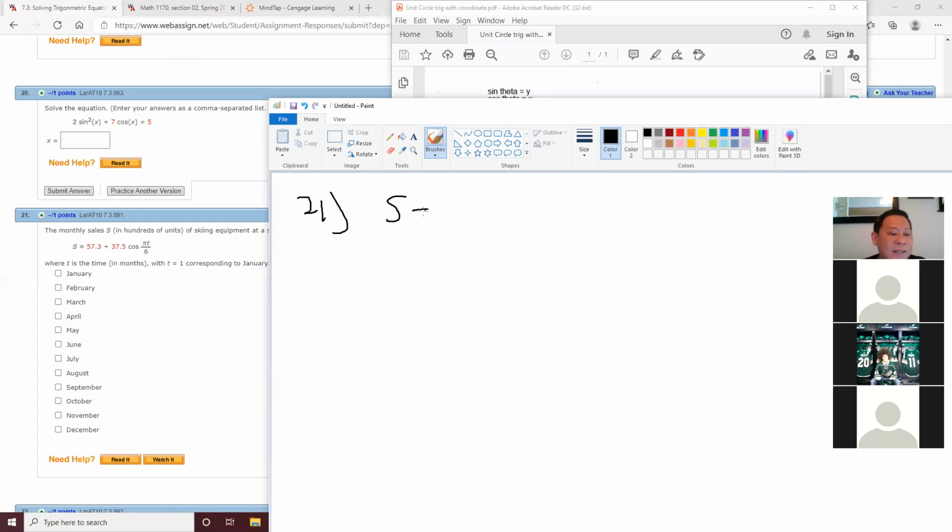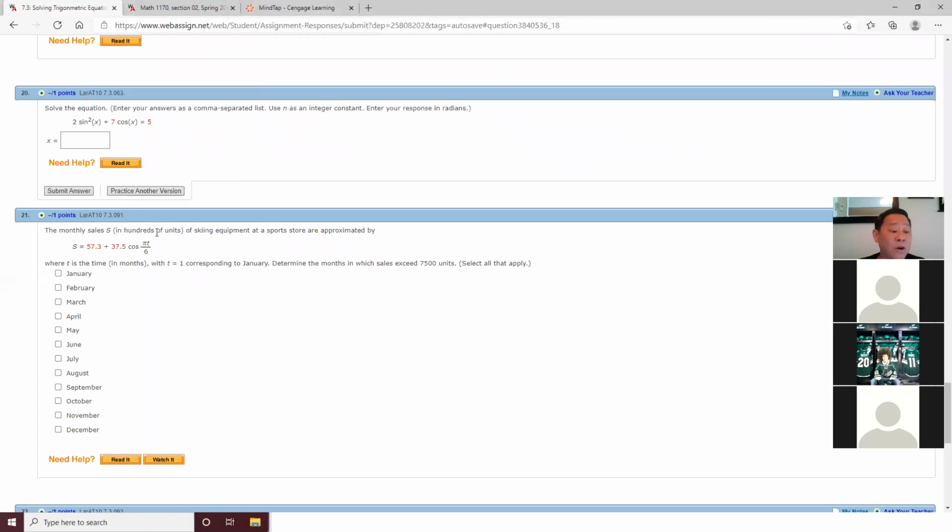This is the equation given to us. S equals 57.3 plus 37.5 cosine of pi t over 6. S is the monthly sales in hundreds of units, approximated by this function, where t is time in months. So t is 1 is January, t is 2 is February, and so on. Determine the month in which sales exceed 7,500 units.